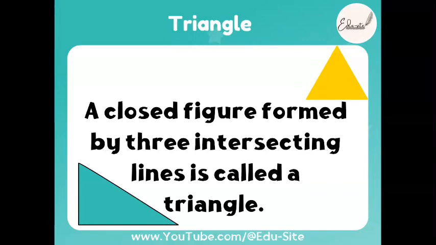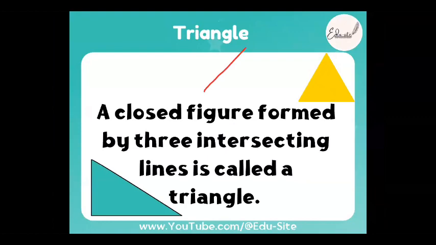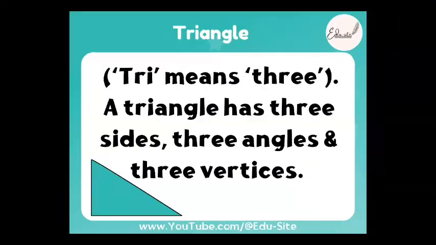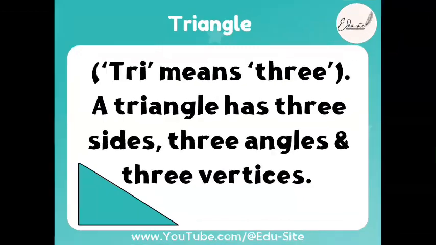We had discussed in the previous class that a triangle is a closed figure which has three lines, right? Three sides. It is three lines intersecting together. It's a closed figure formed by three intersecting lines, which is called a triangle, right? So tri means three. A triangle has three sides, three angles, three vertices, right?